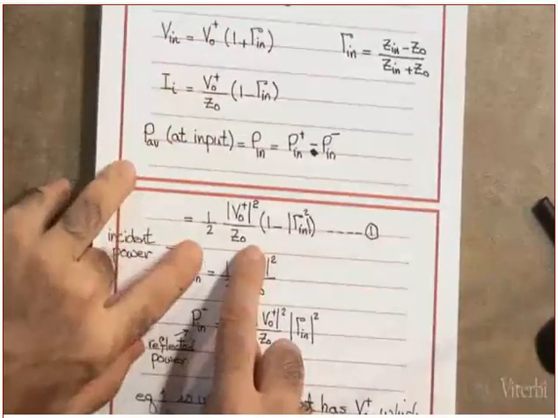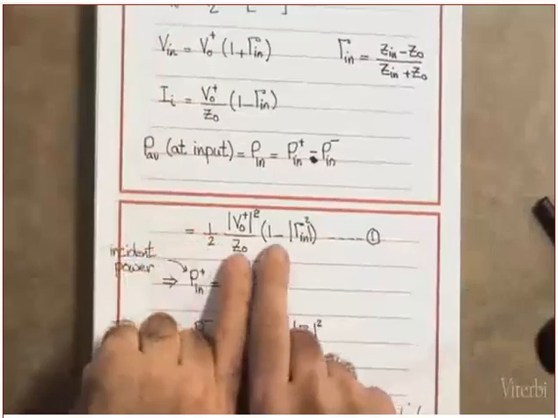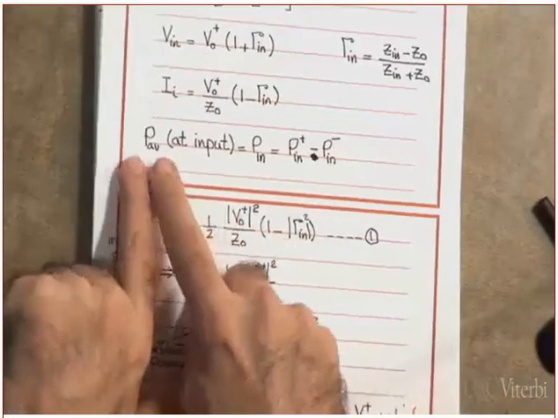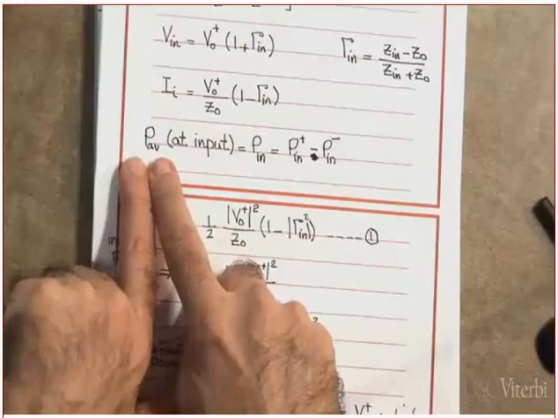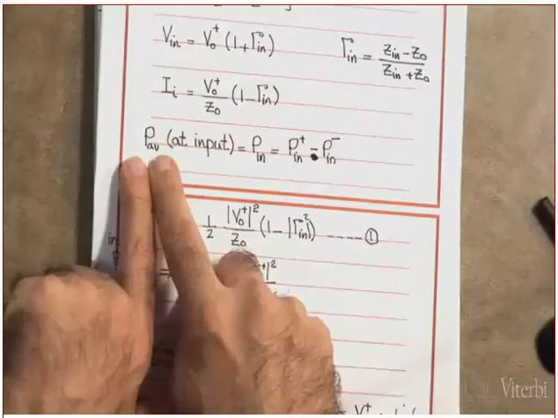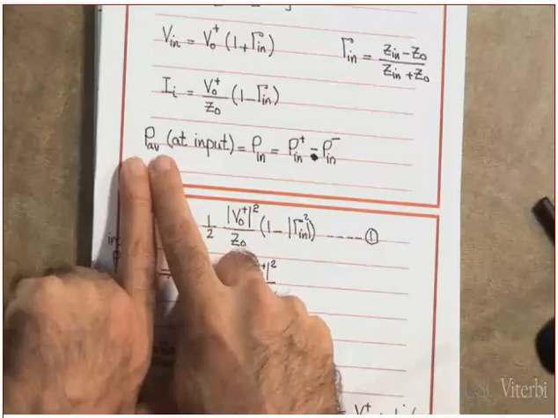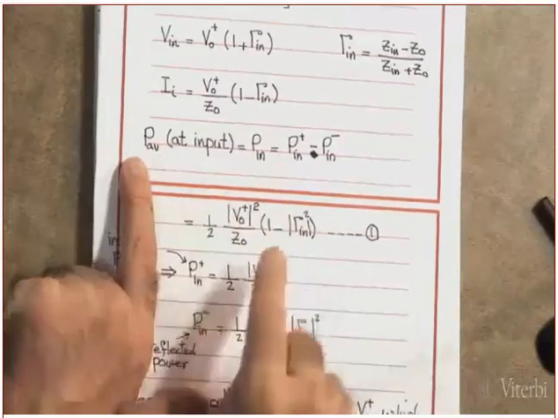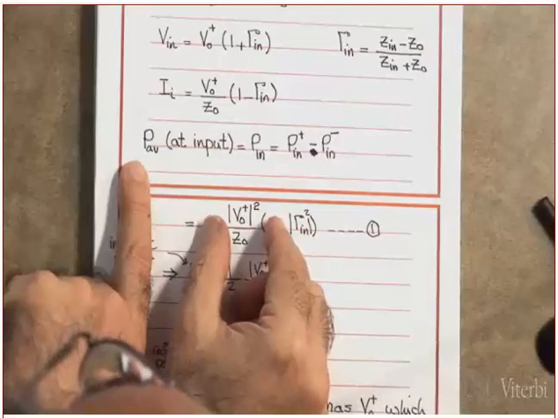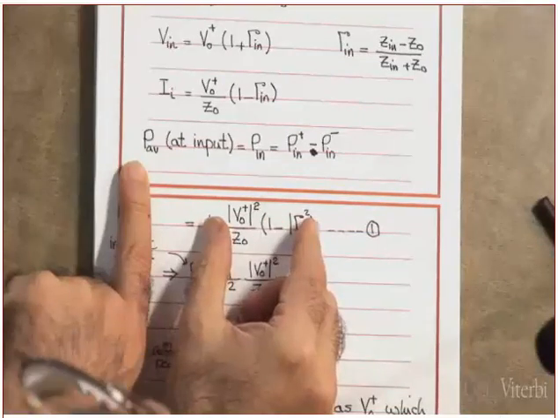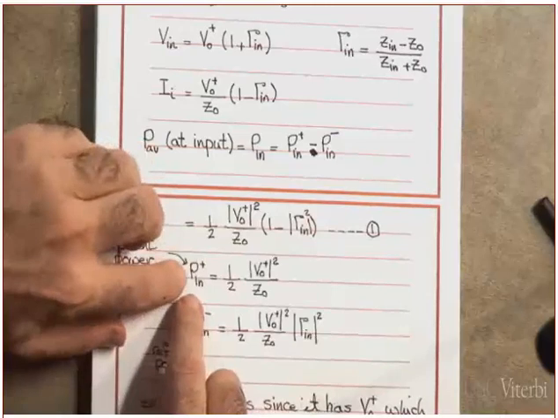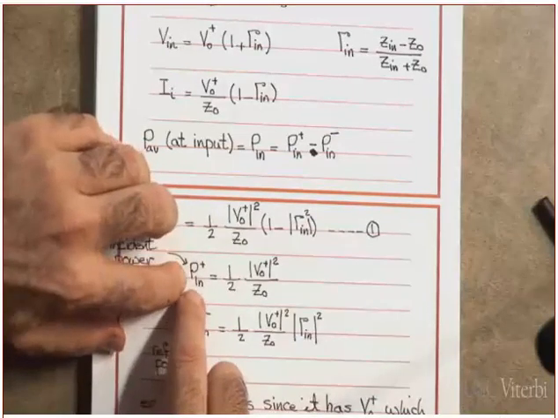So I get this equation. From this equation, I want you to tell me, what do you notice? You notice that the average power at the input, this is the power delivered by who? By the source. Did you get this or not? At the input side, what is it? It consists of two components. This component and this component. Yes or no? What is the P plus?